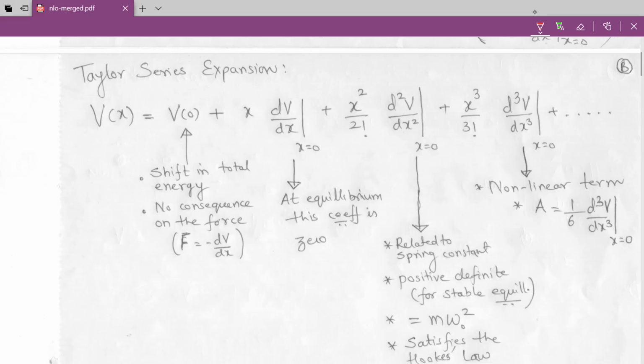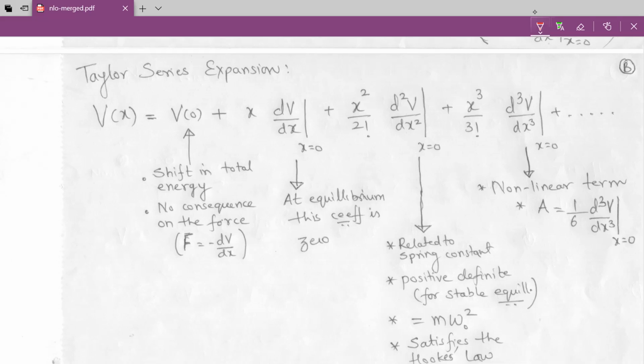So if you look at the Taylor series expansion, I have my V of x, which I'm expanding about x equal to 0, the equilibrium position. So I have V of 0, which is the first term, the function and its value at that point where we want to expand. And then you have the next term, which is x times dV over dx. This derivative term is calculated again at x equal to 0. Then the next term is x squared by 2 factorial, the second derivative of the potential with respect to x, and x cubed over 3 factorial, and the third derivative with respect to x, and so on.